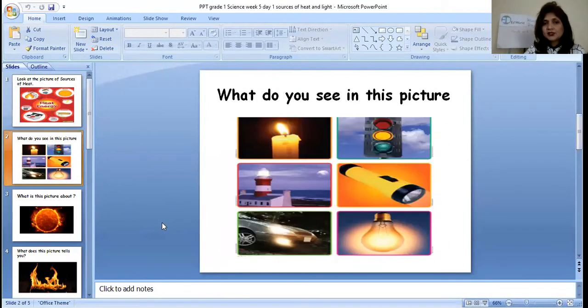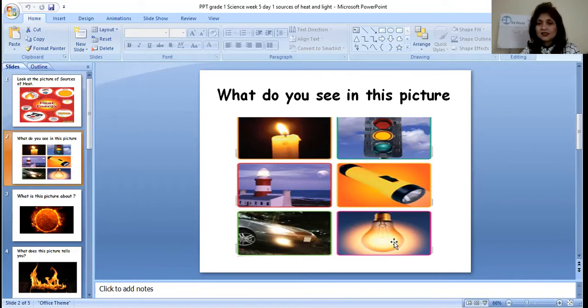Now, what do you see in this picture? Come on. It tells you about the sources of light. You can see this is a candle. These are signal lights, right? And this is the natural light of the sky, which is from the sun and the moon. This is again a torch. It also gives you light. And this is the headlights of a car. Car lights also give you light. Of course, if you do not switch on the lights of your car at night, you won't be able to see. Isn't it like that?